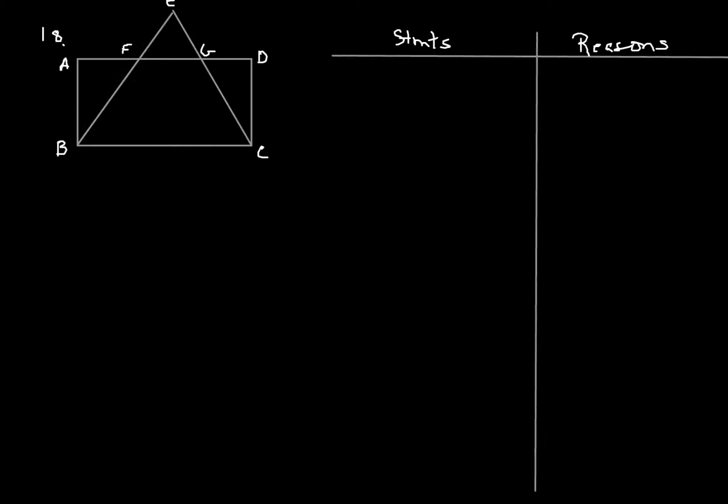Whoops, I lost my whiteboard here. So we're on to 18. In 18, you're given rectangle ABCD. So tons of information. Sides are the same. Sides are parallel. Opposite angles are congruent. All of them are 90-degree angles. The diagonals bisect each other. Lots of information. So that's our given. And we're also given a special piece of information that BE is congruent to CE.